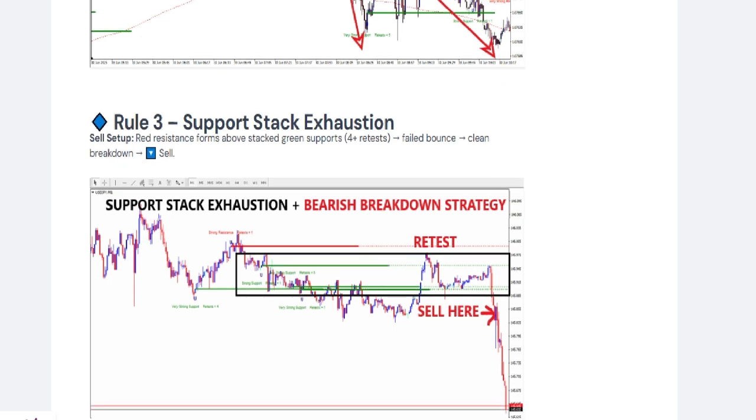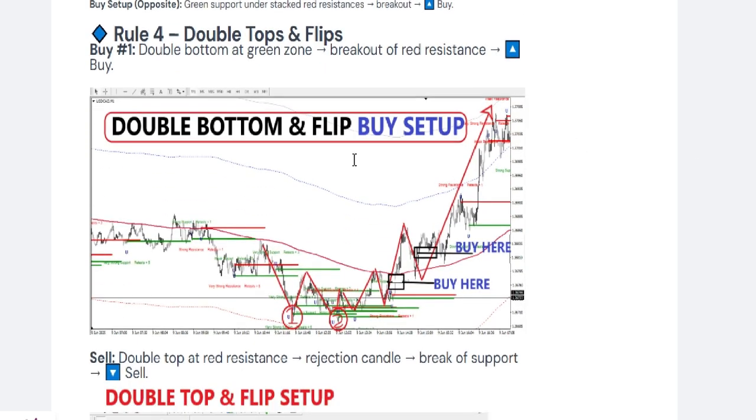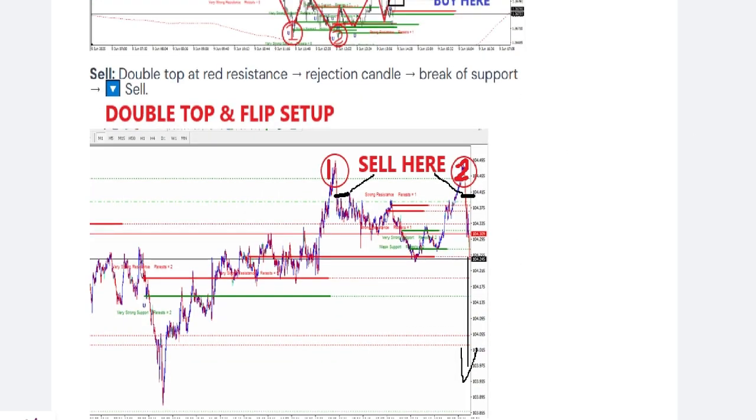Rule number 4 is double tops and flip. Double tops and flip, you can see. So here you have the double bottom, 1, 2, it's double. Now the price is flipping to the upside, so you can buy here, or you can also buy here after the price is respecting this resistance that has been flipped into a support line. Put your first TP here, your second TP at the second envelope, the upper envelope line.